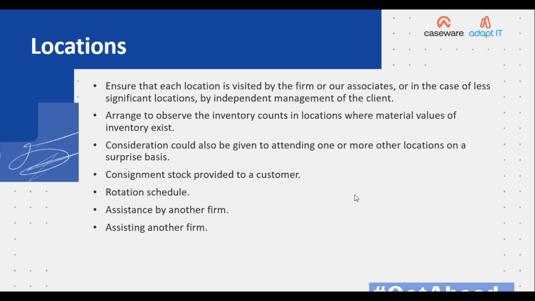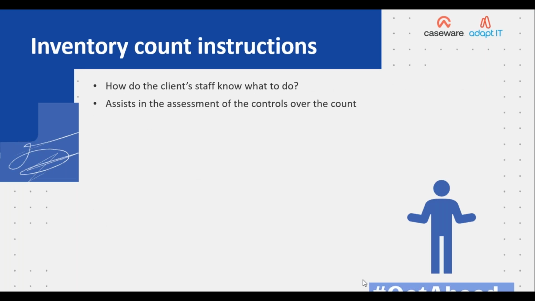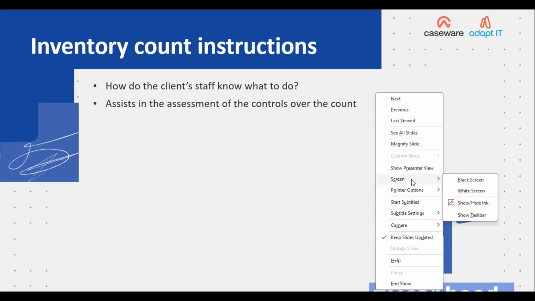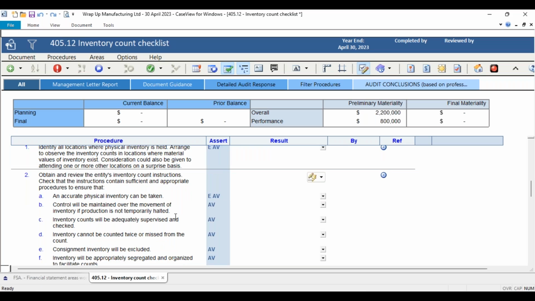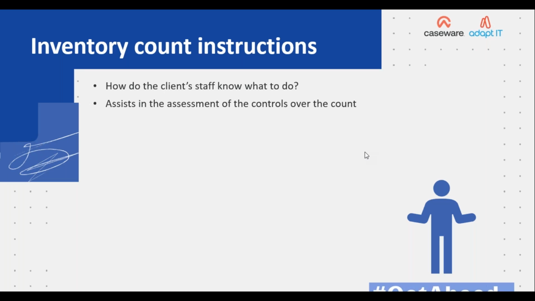Moving to the inventory count instructions. I just want to quickly go back to, let me see my taskbar. I'm still on procedure 1, and we're delving a bit more into the inventory count instructions.